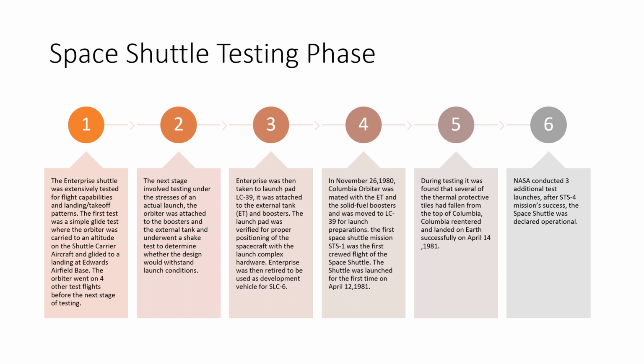Later on, the Enterprise was taken to launch pad LC-39. It was attached to the external tank and boosters. The launch pad was verified for proper positioning of the spacecraft with the launch complex hardware. Enterprise was then retired to be used as a development vehicle for the SLC-6 mission.